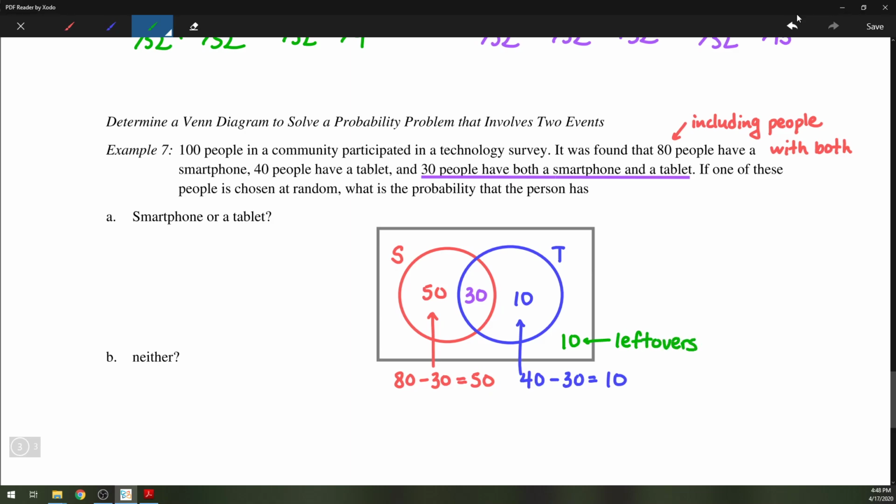So for us, once this Venn diagram is solved, the probability that a person has a smartphone or a tablet, this would be the probability of S or T, and that would be 9 out of 10. And the probability that a person has neither of those will be 1 out of 10.